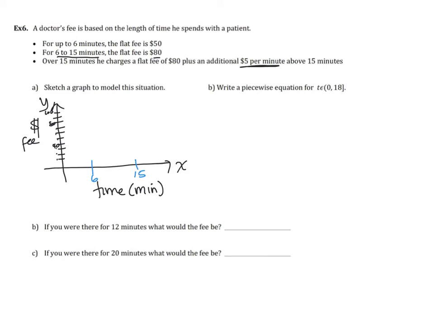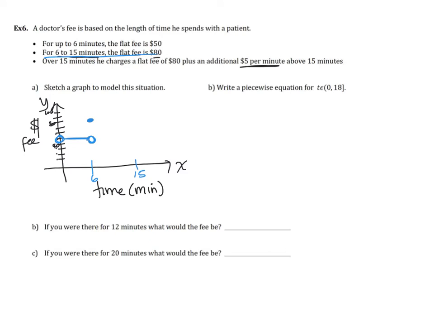Well, this is $50. So 0 minutes, you know what? If it's 0 minutes, you don't see the doctor at all, you're not going to pay any money. So that's an open circle because I'm not going to pay any money if I don't even see the doctor at all. Then for up to 5 minutes and 59 seconds, I'm going to pay $50 flat. But as soon as I get to 6 minutes, it jumps to $80, right?